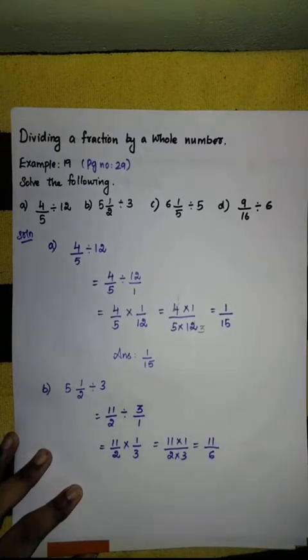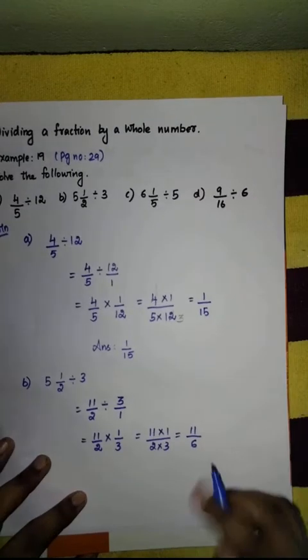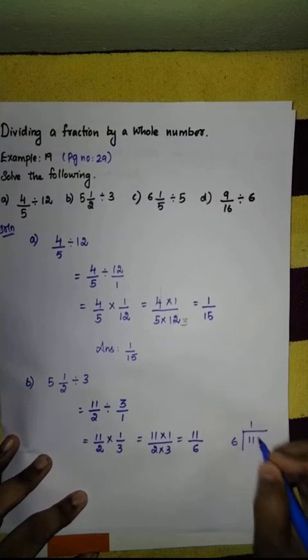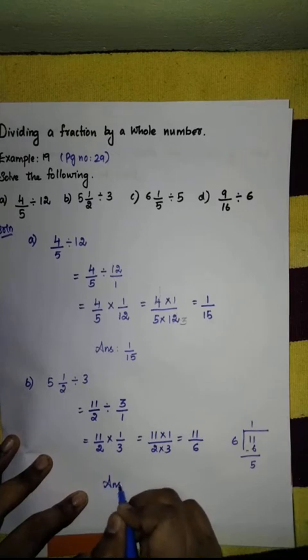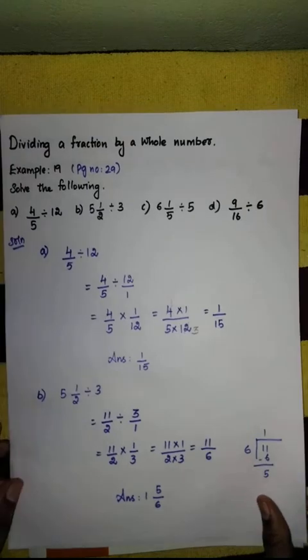So our answer is in the form of an improper fraction, so convert it into a mixed fraction. 11 divided by 6: 1 6 is 6, balance 5. So our answer is 1 5/6. Clear? Okay, the next question.